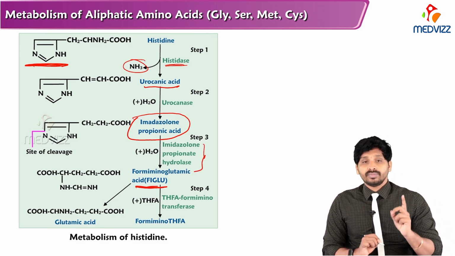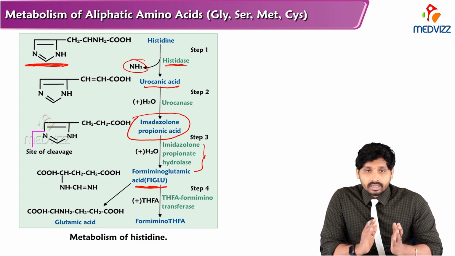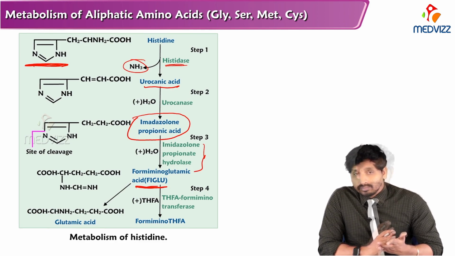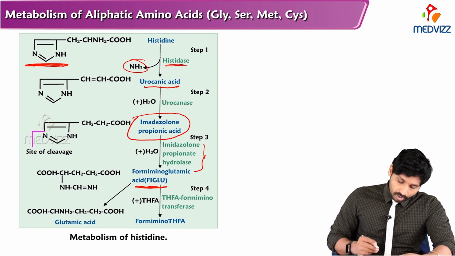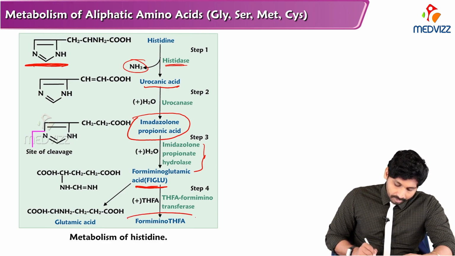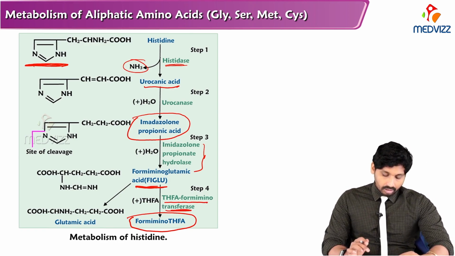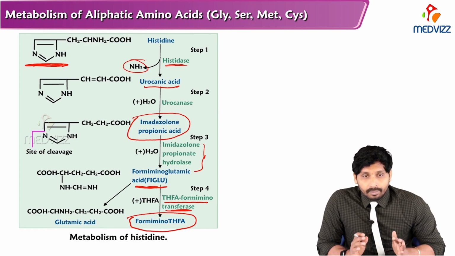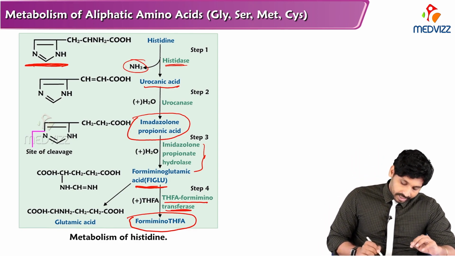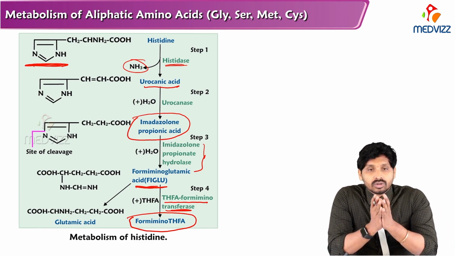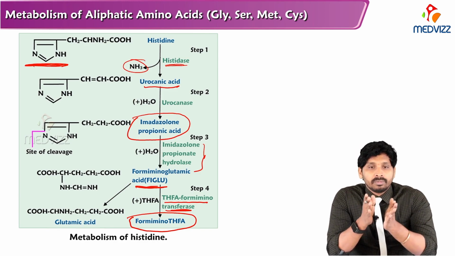And remember this point, FIGLU is formiminoglutamic acid. F stands for formo, I stands for imino, G stands for glutamic, and GLU stands for glutamic acid. Formiminoglutamic acid has to be converted into formimino-tetrahydrofolate. Here the enzyme is tetrahydrofolate formiminotransferase. The main thing is that formimino-tetrahydrofolate is the end product, and at the same time there will be formation of glutamic acid. So formiminoglutamic acid is converted into two parts, glutamic acid and formimino-tetrahydrofolate.